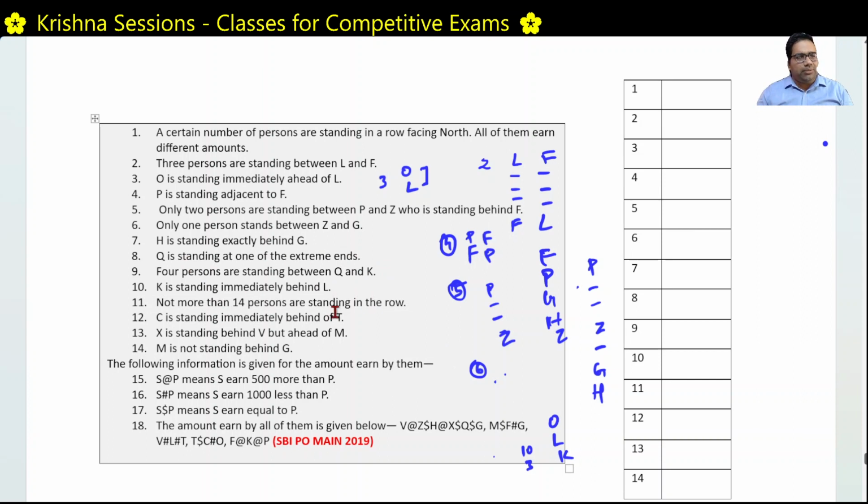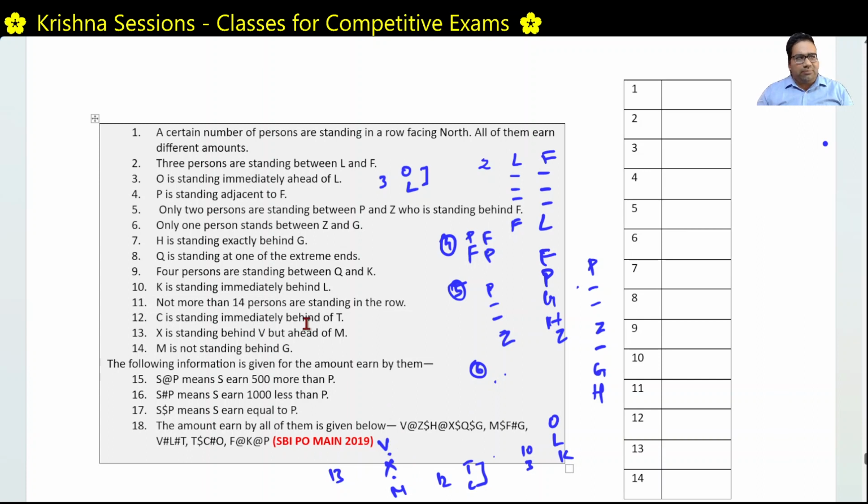C is standing immediately behind T. That means, condition number 12, T and C are next to each other. They cannot be separated. X is standing behind V but ahead of M. Condition number 13 says X is standing behind V, and ahead of M, so X is above M. We don't know how many people are there between V, X and M. At max, they can be together, but there can be multiple people in between.